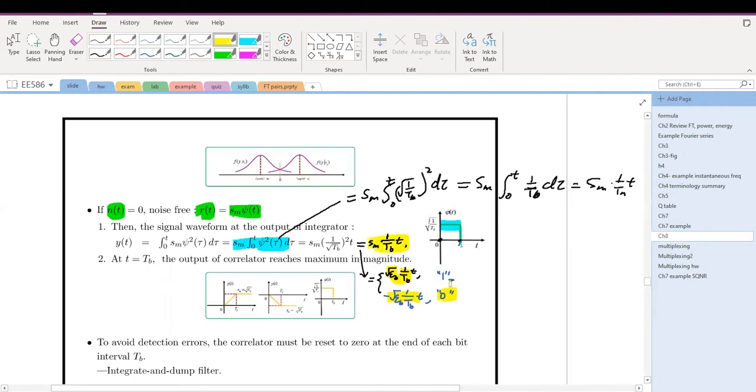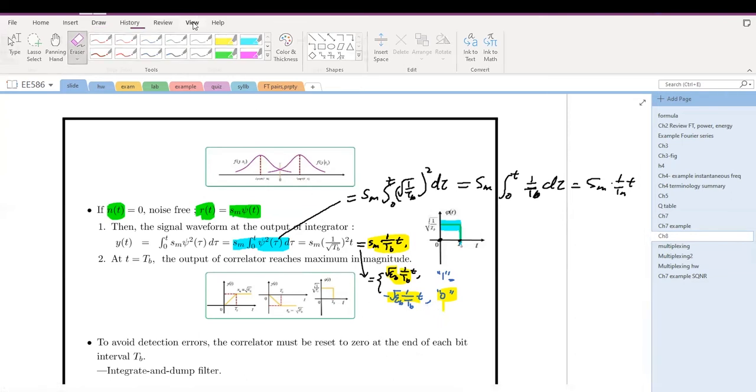Now, if digital 1 is transmitted, Sm equals square root Eb. So this integral equals square root Eb multiplied by 1 over Tb multiplied by small t. If digital 0 is transmitted, Sm equals minus square root Eb. Therefore, the integral equals minus square root Eb multiplied by 1 over Tb multiplied by t.